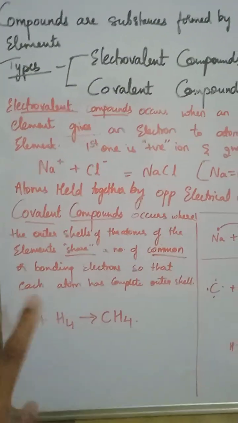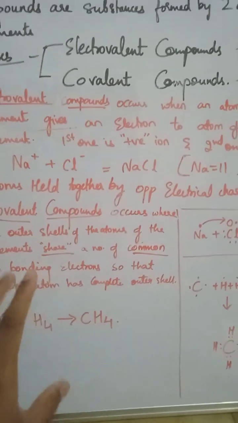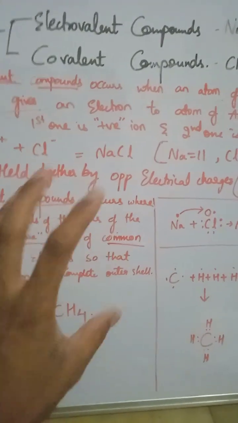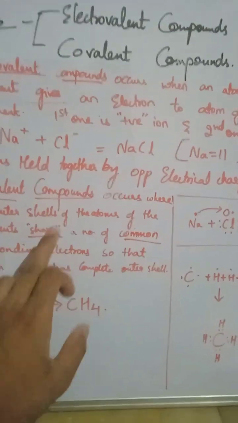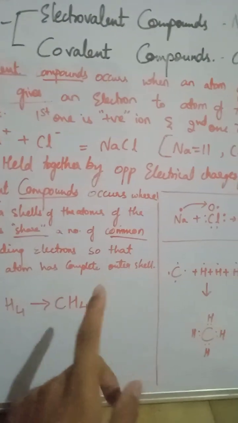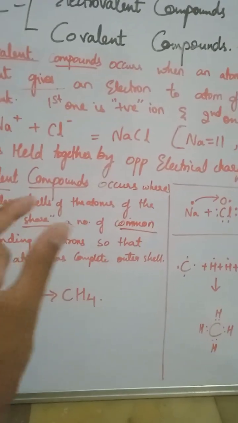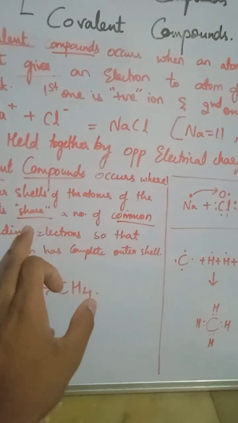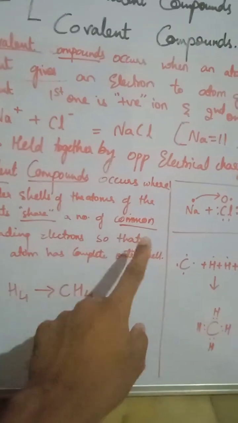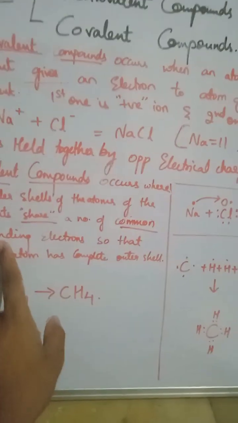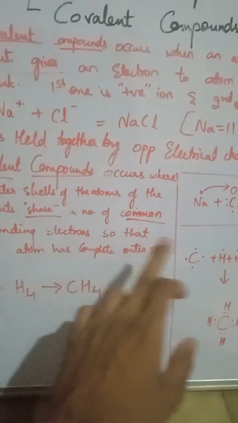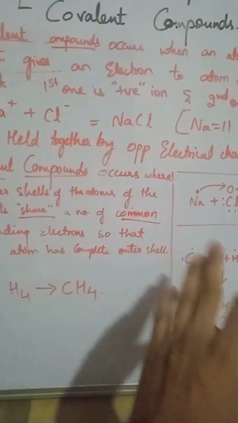And then covalent compounds. What are these covalent compounds? These compounds occur where the outer shells of the atoms are involved. So the outer shells of the atoms will be there, no? Those outer shells will be sharing the electrons here. So they are sharing a number of electrons, which are called common or bonding electrons. So they will be sharing the common or bonding electrons, so that each atom has a complete outer shell.